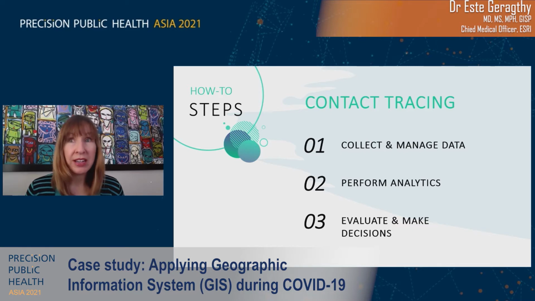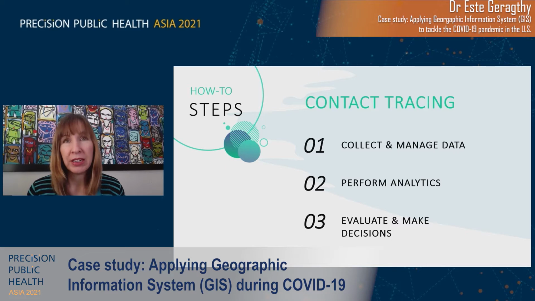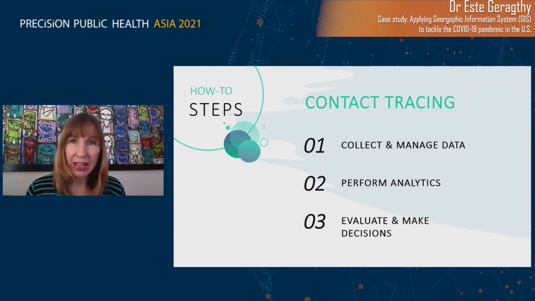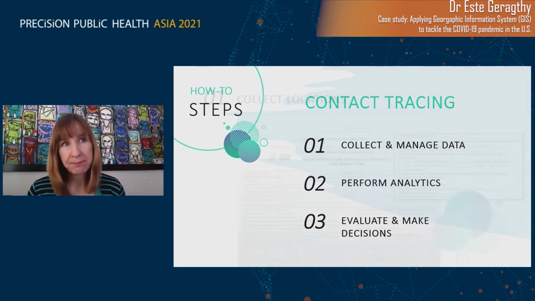Now, as you know, contact tracing is a process that health departments perform to help break transmission chains before an infected person has a chance to spread that infection to other people. And I actually became a certified contact tracer so that I could make sure that I really fully understood this process. Well, what we were able to do was apply GIS to help health departments collect and manage their contact tracing data, do rigorous analytics, and evaluate their processes.